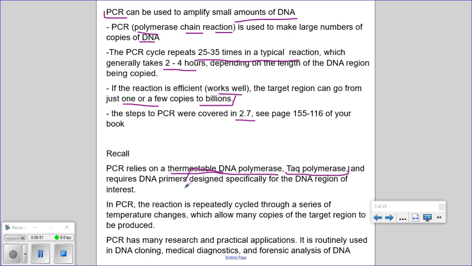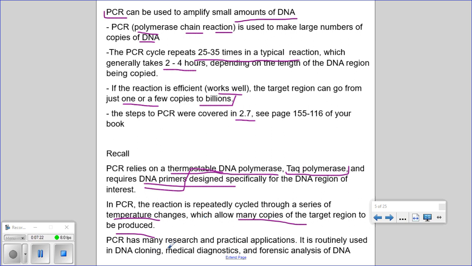And basically PCR is also going to require DNA primers that are designed specifically for the DNA region of interest. Now, in PCR, the reaction is repeatedly cycled through a series of temperature changes, which will allow many copies of the target region to be produced. Those series of temperature changes are what's going to separate the DNA strands and then allow the primer to bind and allow the Taq polymerase to do its thing.